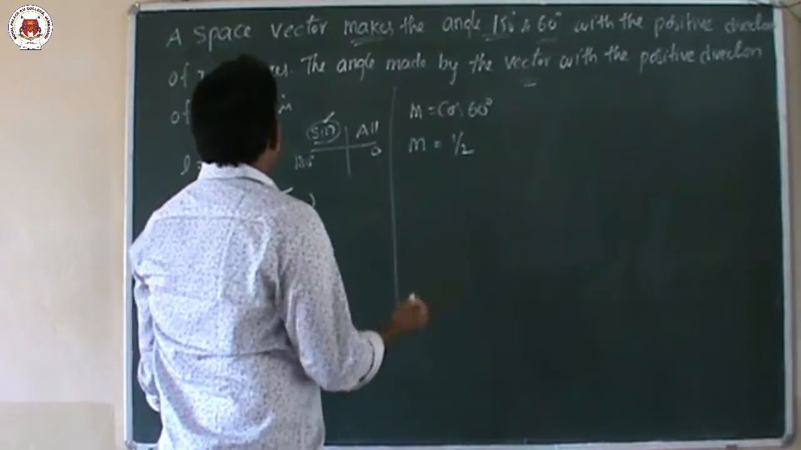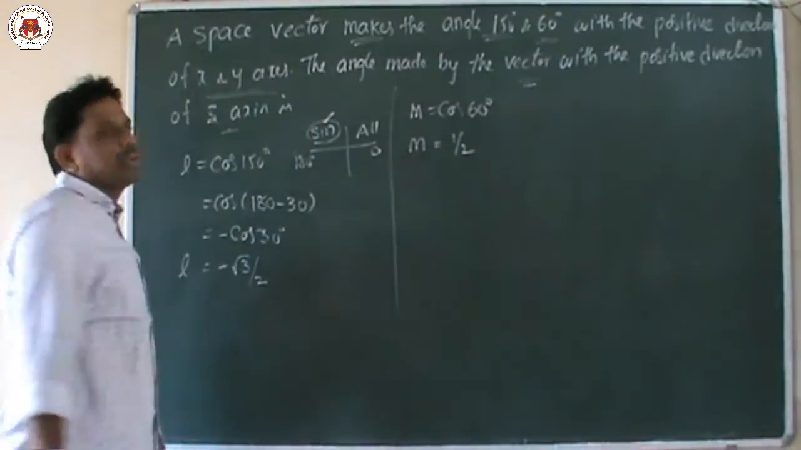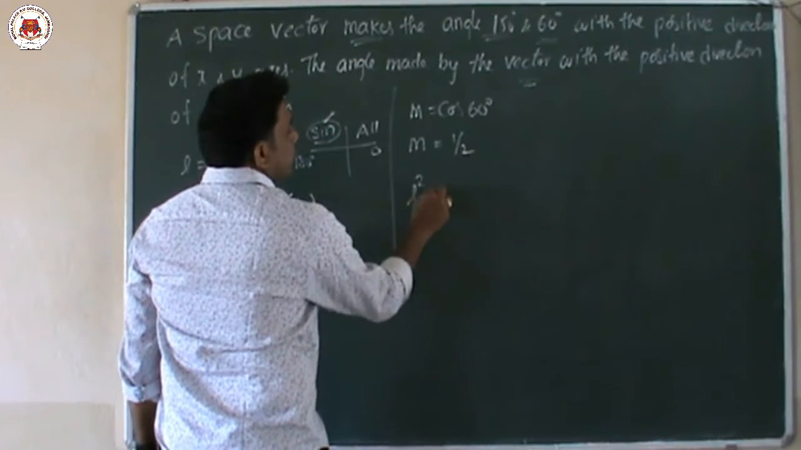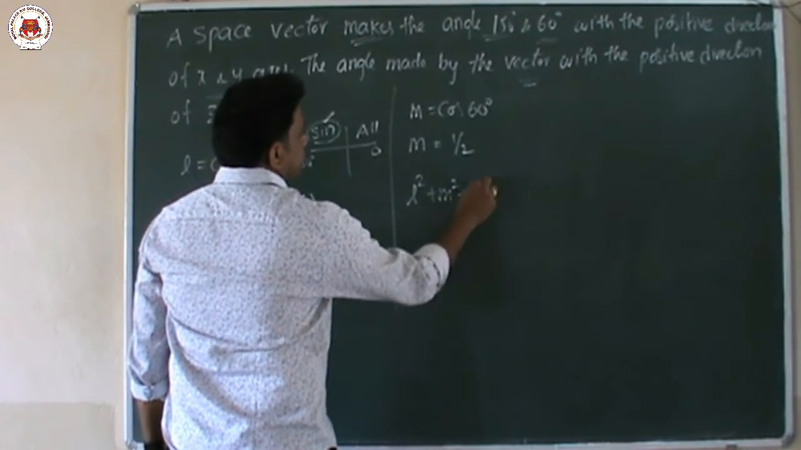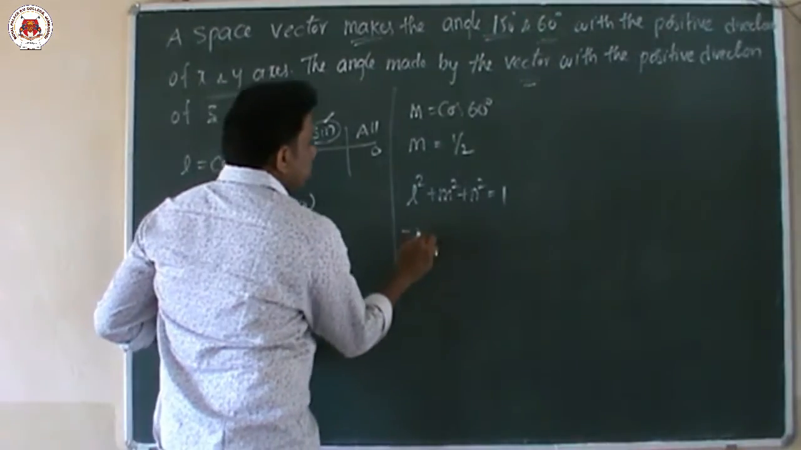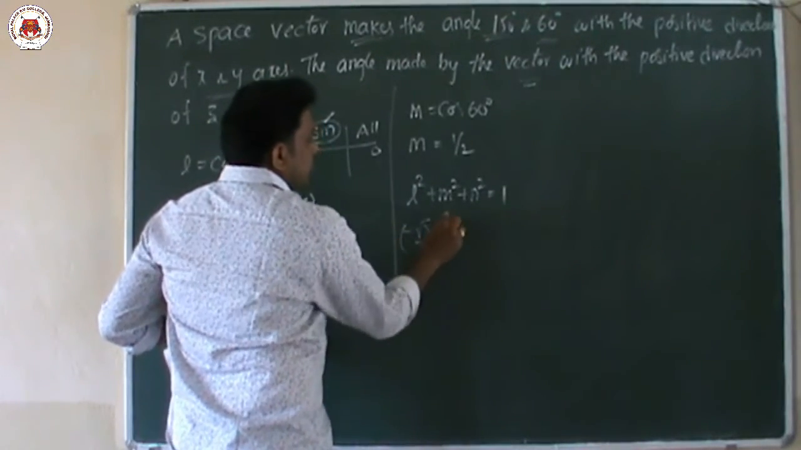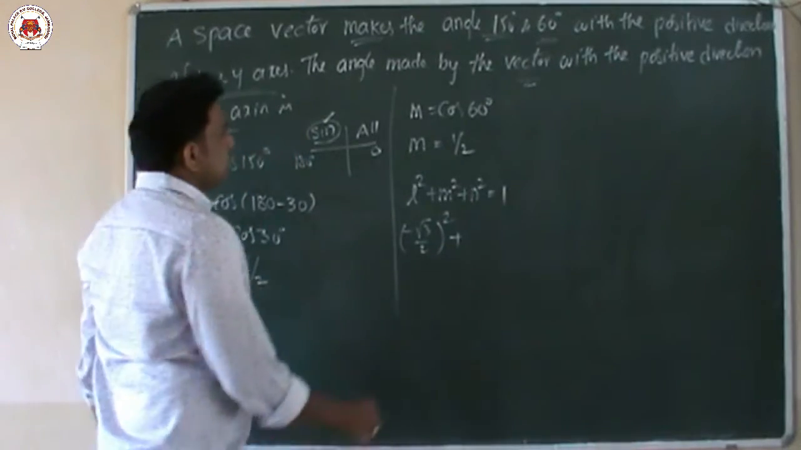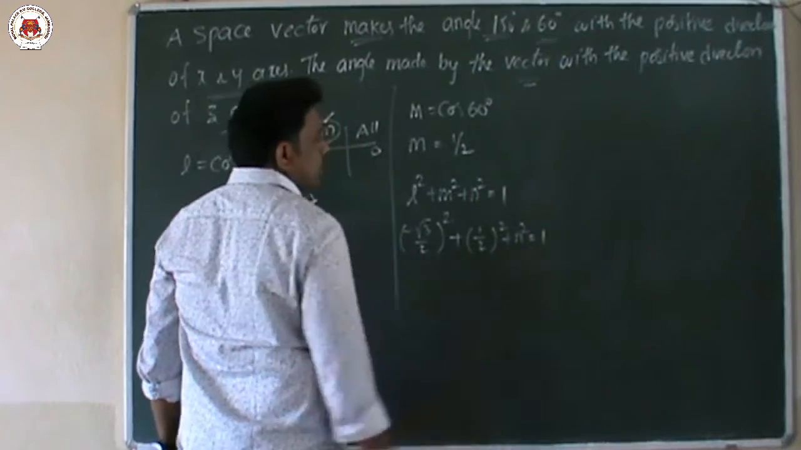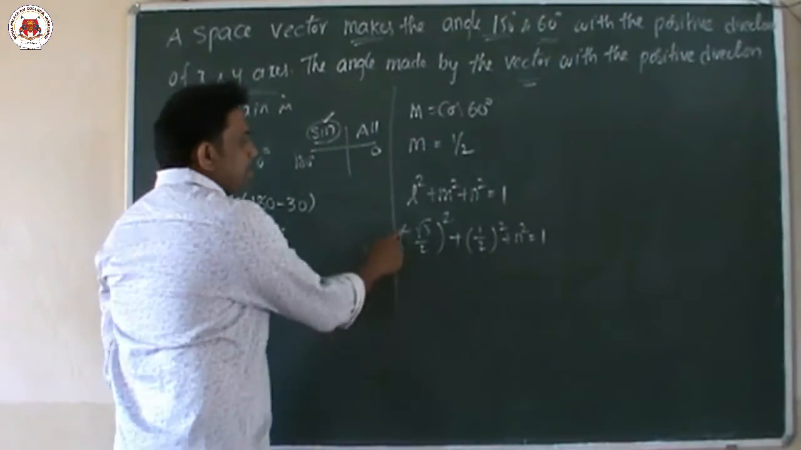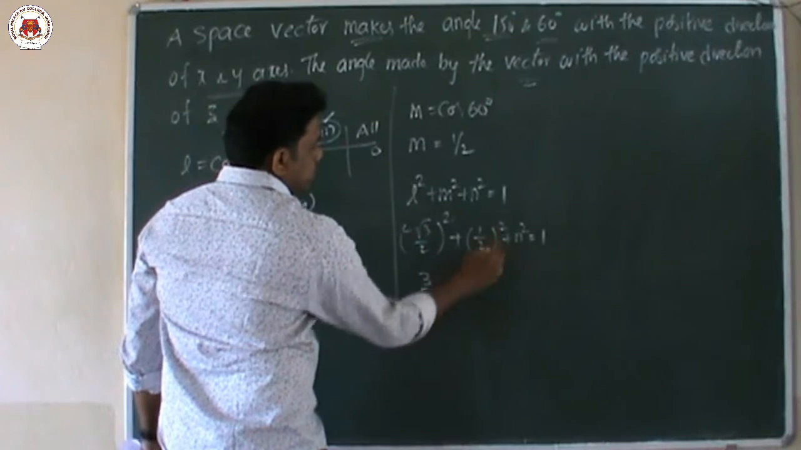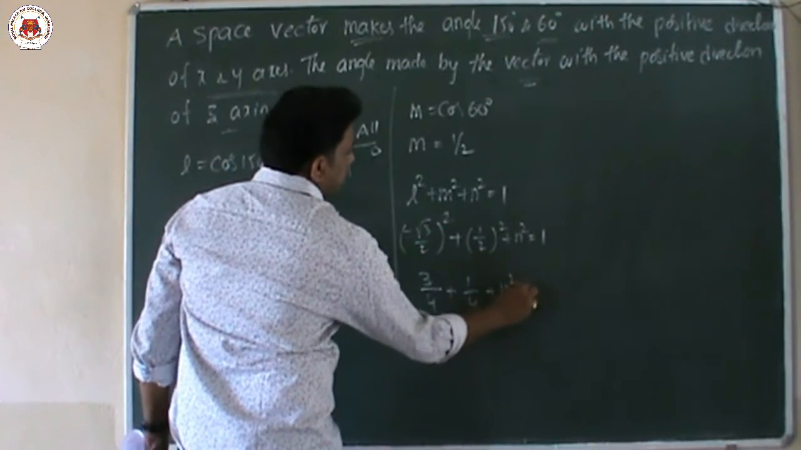So the last one we don't know. What is the angle made with the z-axis? We don't know the N value. We have one property: L square plus M square plus N square equal to 1. If you substitute here, L value is minus root 3 by 2 whole square, plus M value is 1 by 2 whole square, plus N square equal to 1. Minus square is plus, square root cancels, 3 over 2 square which is 4, 1 by 2 square which is 4, plus N square equal to 1.